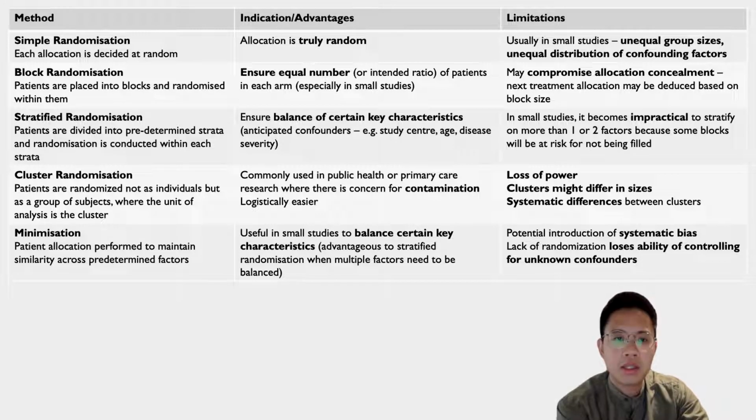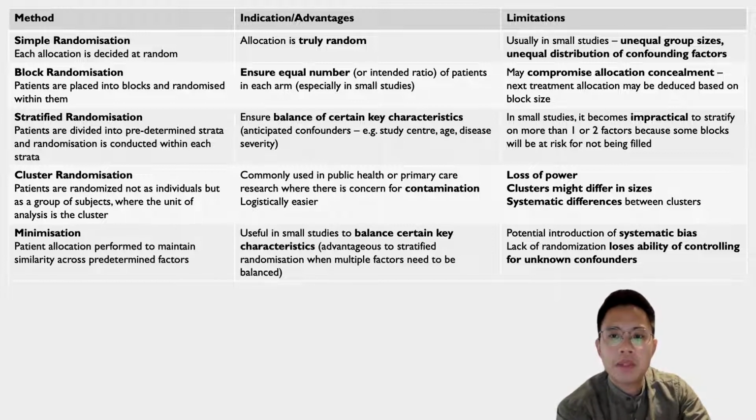So what is block randomization? In block randomization, subjects are placed into blocks and the randomization takes place within these blocks. The intention is to ensure that there are equal or close to equal numbers of patients in each arm, and this is especially pronounced in smaller studies. Let's say you have a study of only 50 subjects. Just by chance, if we allowed for simple randomization, you may have a significantly unequal number of subjects on both arms. The problem with block randomization is that allocation concealment may be compromised.